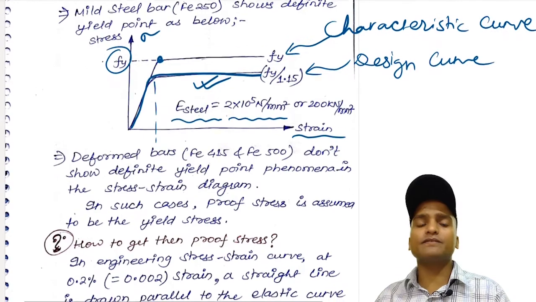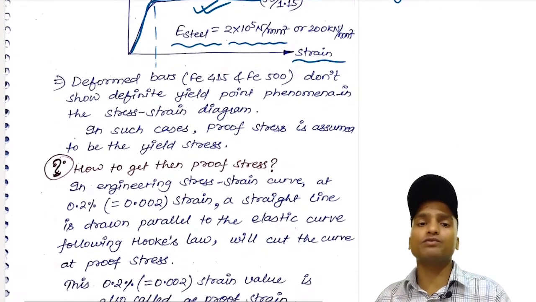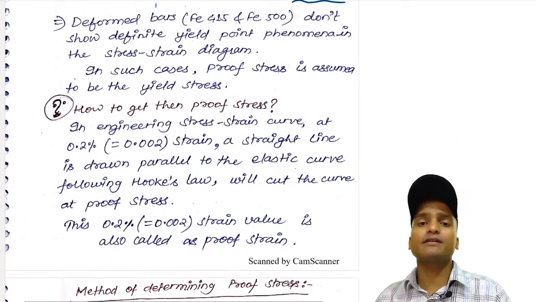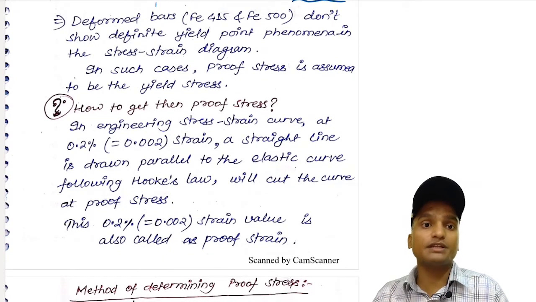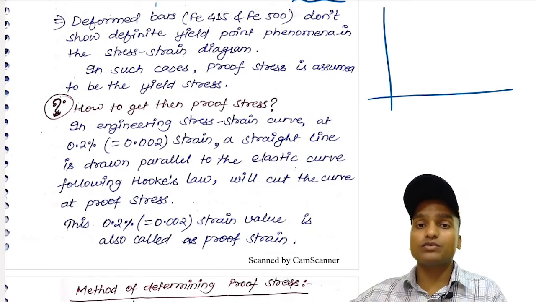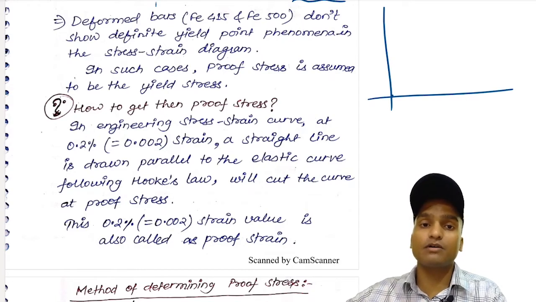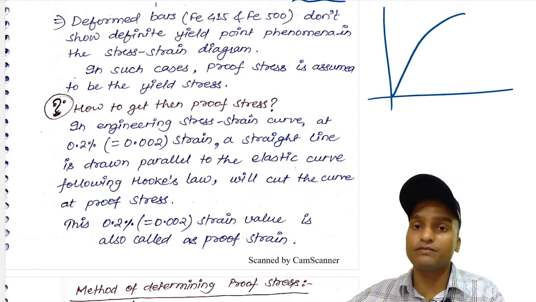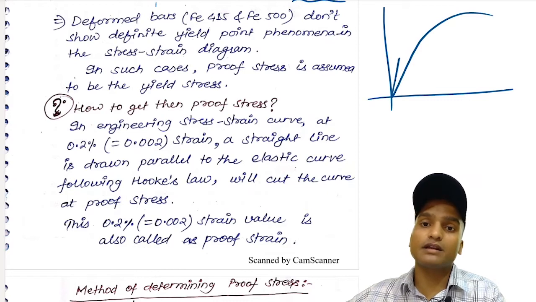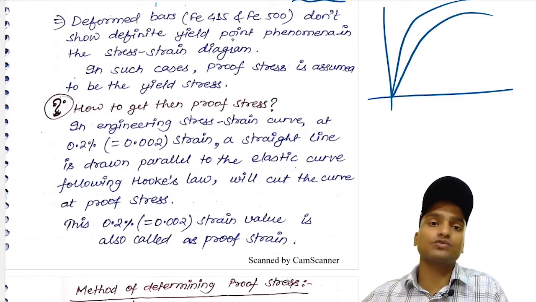But in the case of deformed bars like Fe415 and Fe500, which do not show any definite yield point phenomena in the stress strain diagram. Actually, if you draw the stress strain diagram of Fe415 and Fe500, the curves are like this. So they don't show any definite yield point. इसमें ऐसा नहीं कि कोई plateau region है.